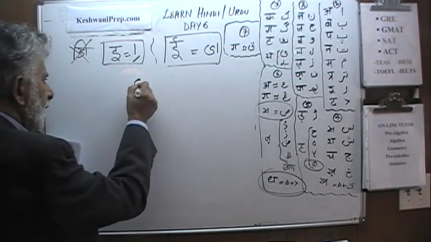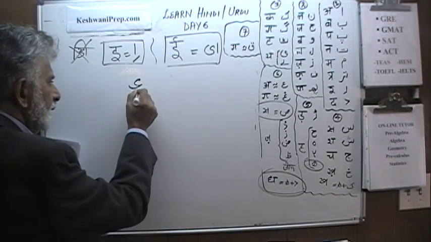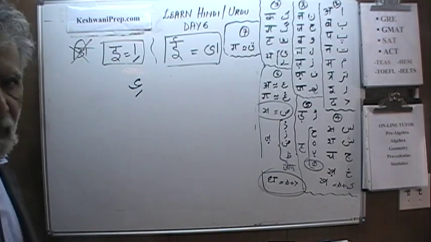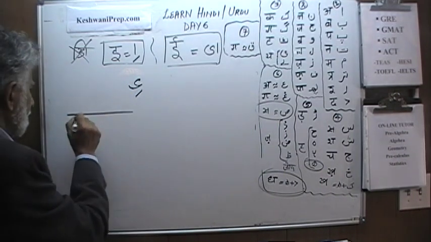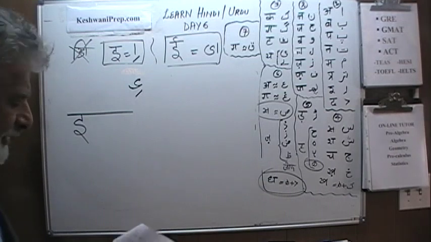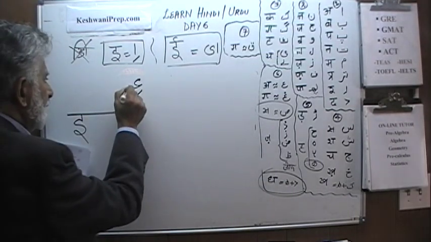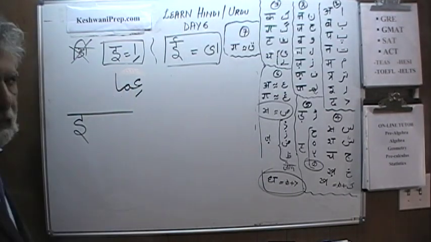Again, ain, with a zer. So it's going to make a choti ki sound. That's what you need. E. Then ma. That's a ma. E ma.